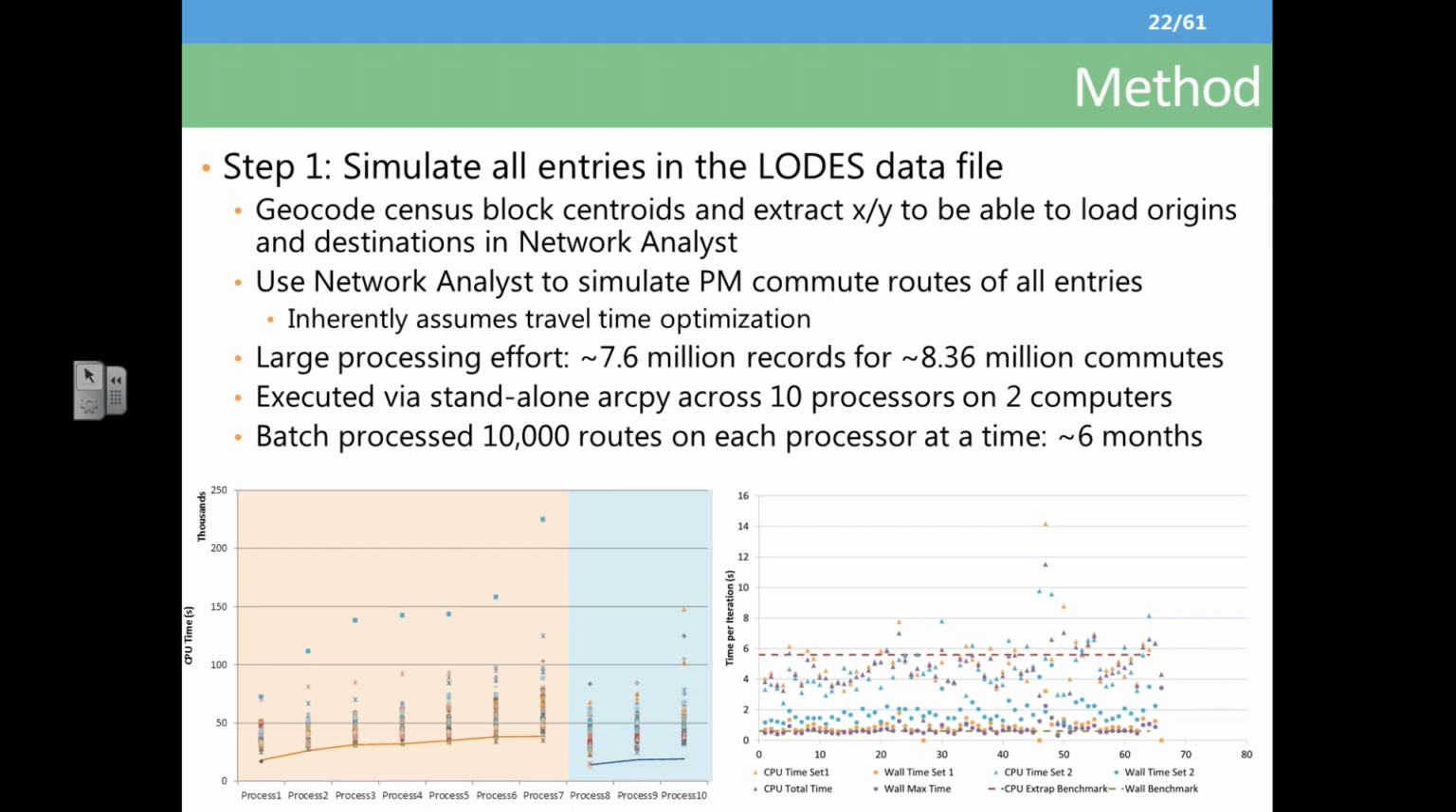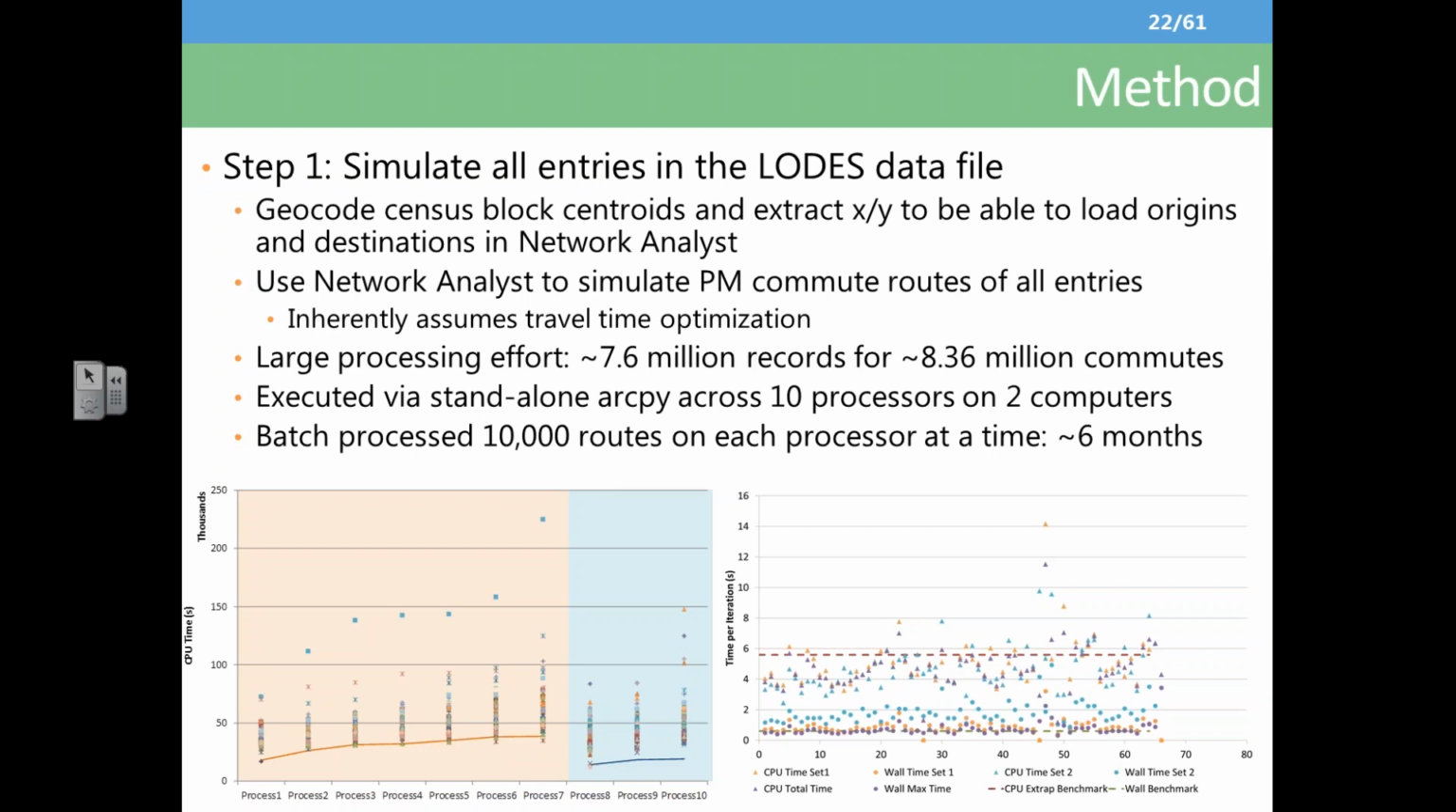So we're simulating the PM commute routes of all entries, and this inherently assumes a travel time optimization. So this is a limitation to this modeling. We do not know that this is the actual route. And the calculations do optimize for the least travel time for every single commuter, which may not be what they're actually doing in real life, right? But it's an assumption that we have to make for the model.